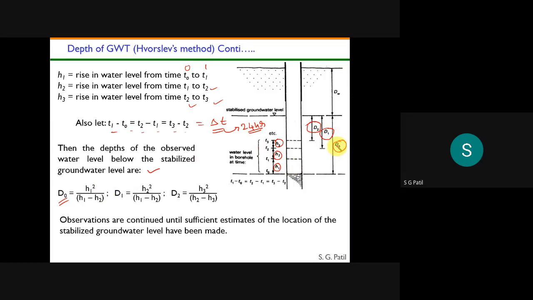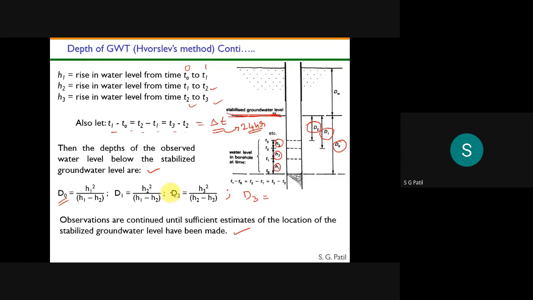These are nothing but the depth of the water table from the stabilized groundwater level. So this is the stabilized groundwater level, and those things I should calculate. Then observations are continued until sufficient estimates of the location of the stabilized groundwater level have been made. So like this you have to take a few more until you get D0, D1, D2 with the same number. Either the same number should come, or a little bit of variation is also acceptable.